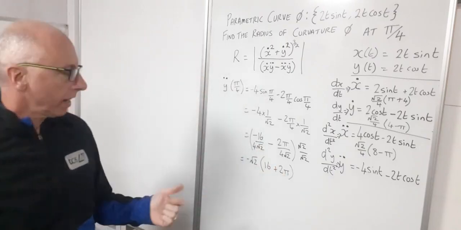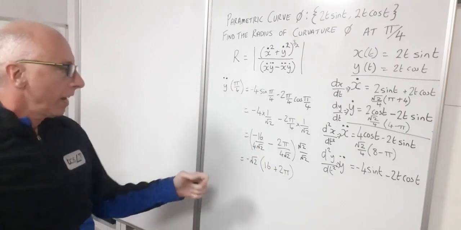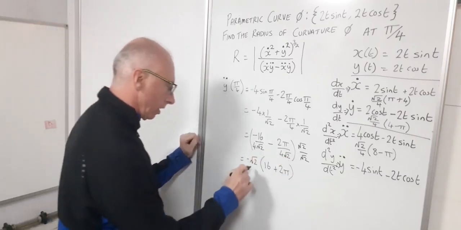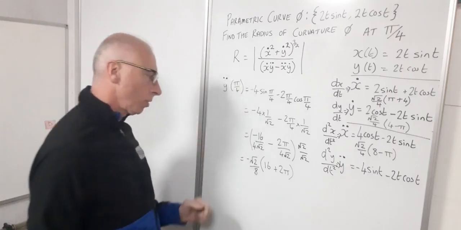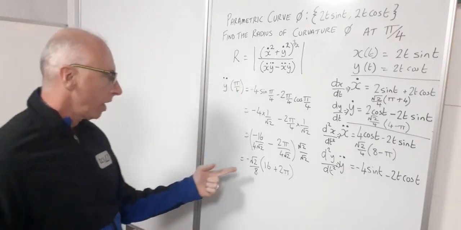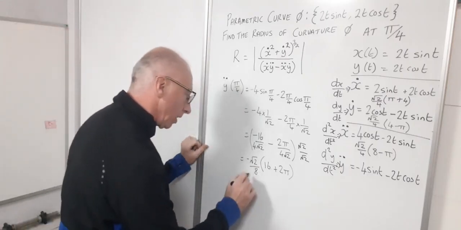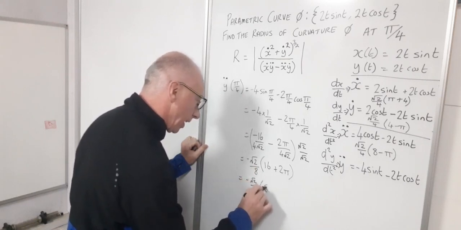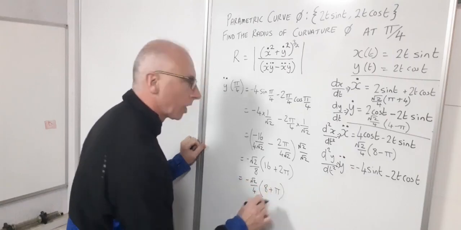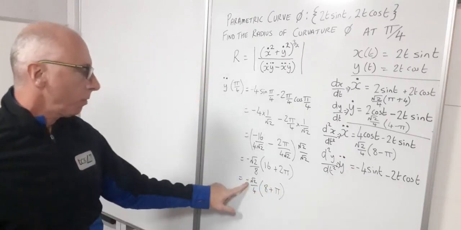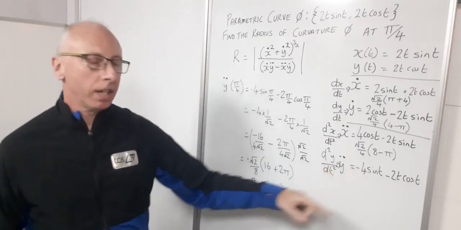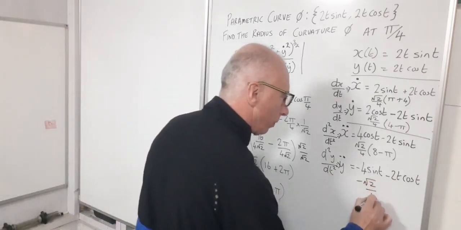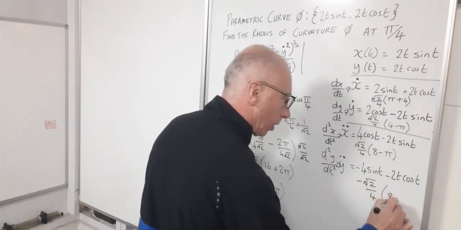Okay, that takes care of that. And then root 2 times the denominator just gives me my 8. So now I've got minus root 2 over 8, and I can simplify that just by dividing all by 2: minus root 2 over 4 times (8 plus pi). Now with that minus sign carefully written in, let's do that: minus root 2 over 4, 8 plus pi.